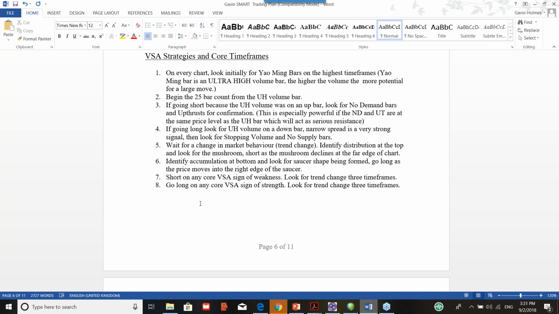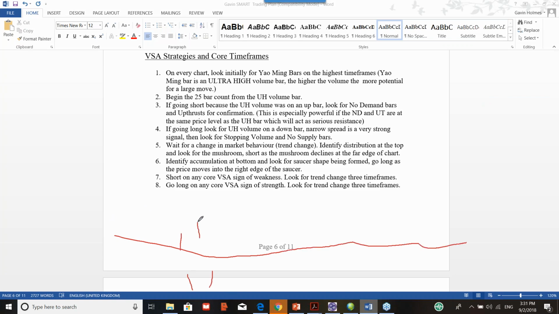So if you're going to go short, because the ultra high volume was on the up bar, look for no demand bars and up thrusts, which are actually high volume bars, for confirmation. This is especially powerful if the no demand and up thrust are at the same price level as the ultra high volume bar, which will now act as serious resistance. Let me show you that. So imagine here we've got the volume at the bottom of the screen here, and we've come up here.